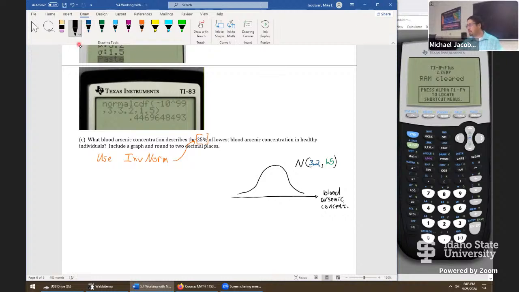Okay, so there's our model so far. Like before, we have in the middle 3.2. And now we want to start bringing in the information provided right here. It said 25% of the lowest blood arsenic concentration. So we want to put a cutoff somewhere that captures 25% of the area to either the left or the right of that cutoff. My question for you is, they say 25% of the lowest, would our cutoff be here or would it be here, the left or the right? Good call, it's got to be the left.